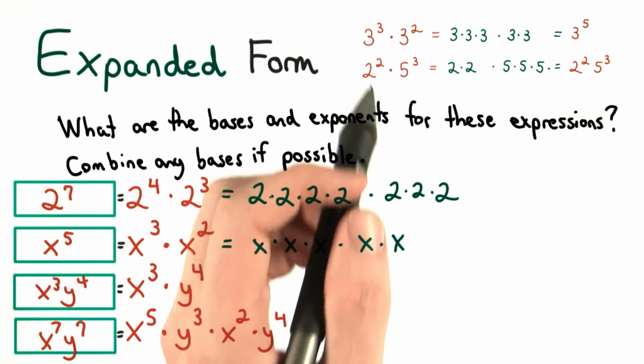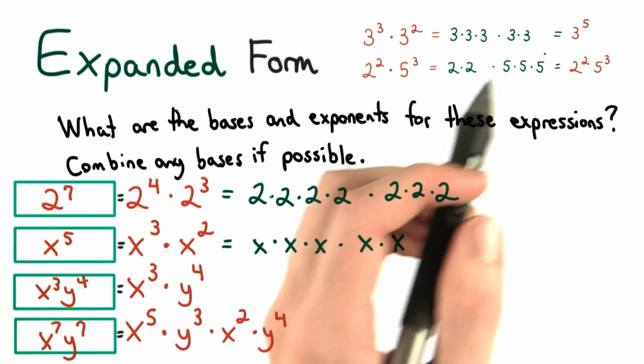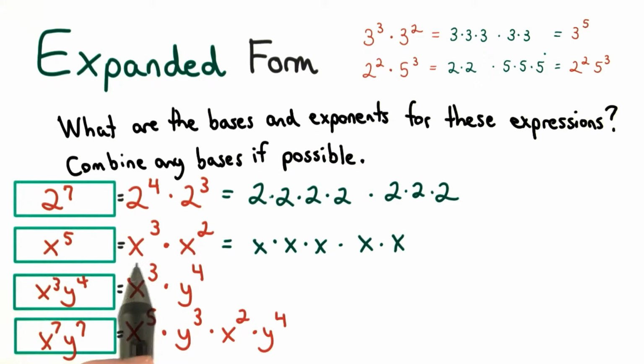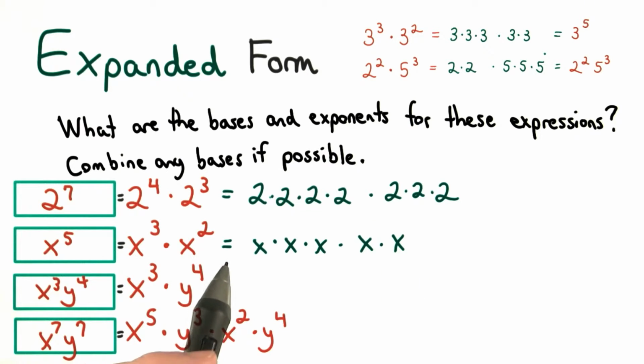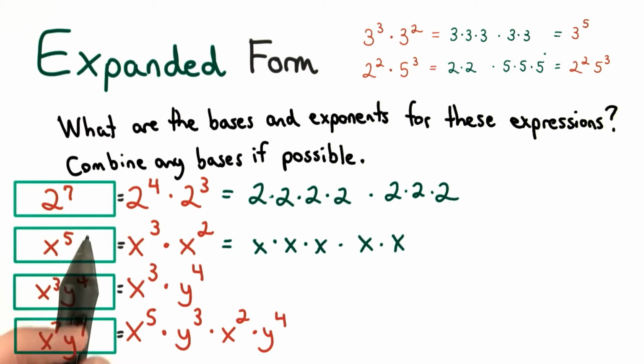The second problem is very similar to this first problem. Instead of having a 3 as our base, we have an x. We have some unknown number. So we have 3 of those x's multiplied by 2 of those x's. So altogether, we have 5 x's multiplied, or x to the 5th.